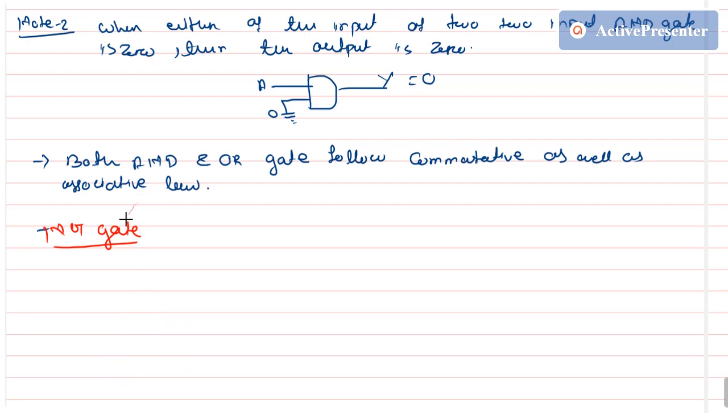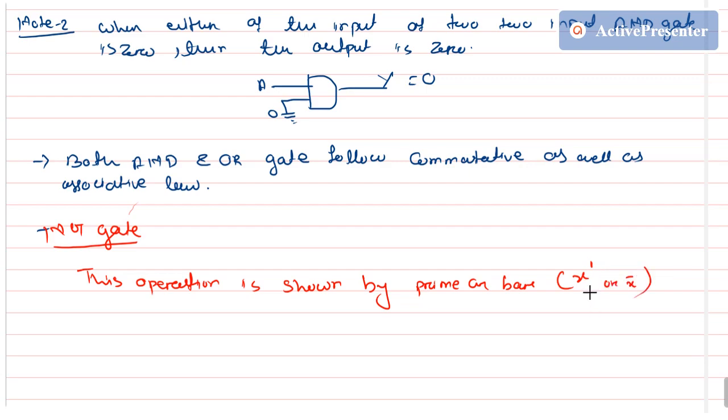So let us write this. This NOT operation is shown by a prime or bar. You can say this is the prime symbol, or x dash, or x bar. In different books it is written as x dash, and in some books it is written as x bar. So both are equally the same.